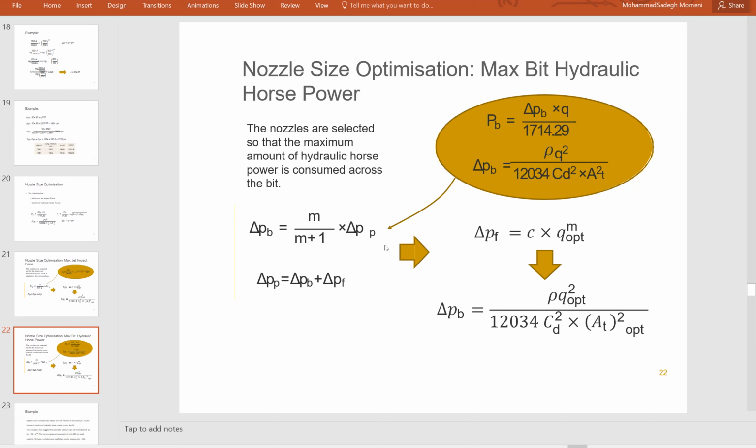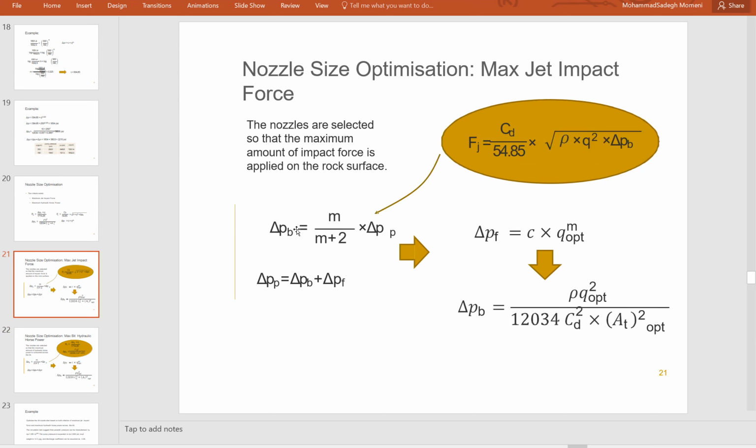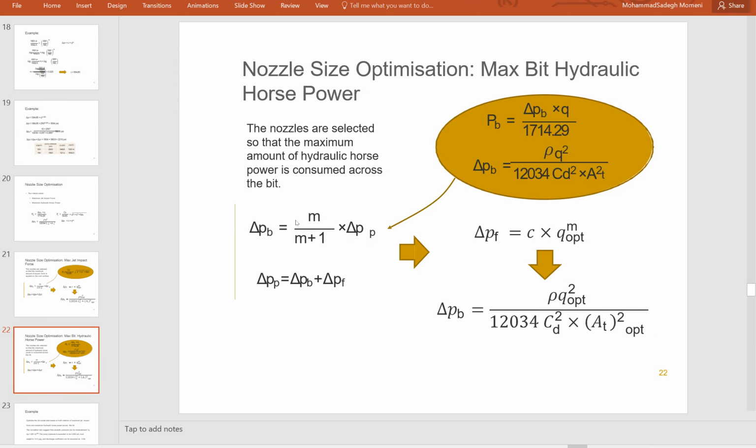And whenever they tell us that the maximum bit hydraulic horsepower is the method that we have to use, the only difference is that because we are using a different equation, the factor of m divided by m plus 1 would be slightly different from what we have here. Here it's m divided by m plus 2. In the maximum bit hydraulic horsepower, it is m divided by m plus 1 multiplied by the pressure drop in the pump. So that's all. That's the only difference. The rest will be the same.